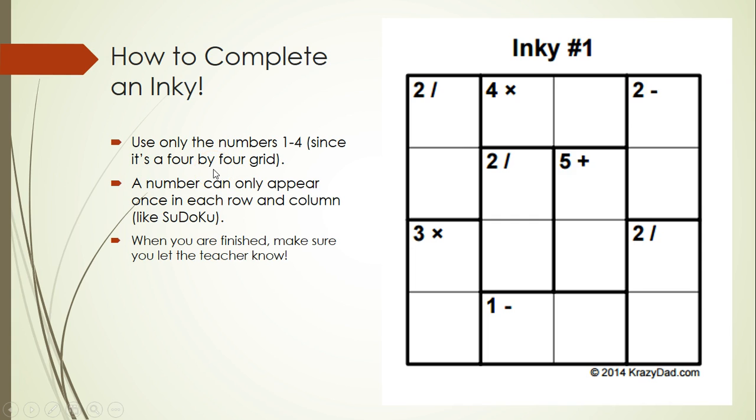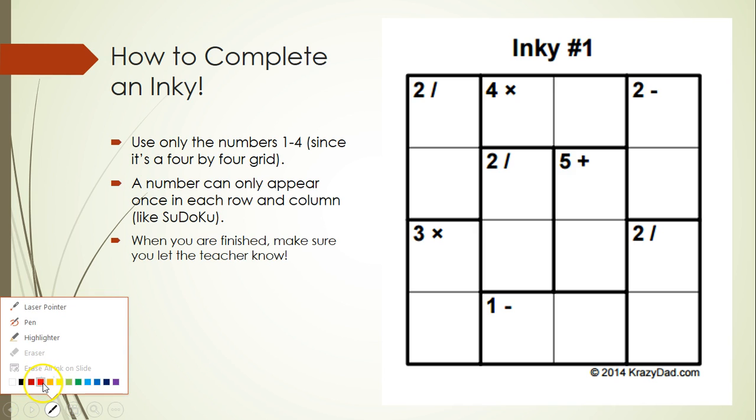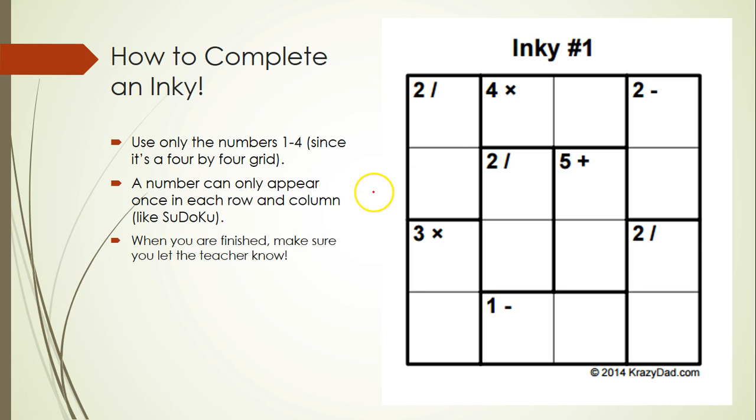Alright, so here's how to complete one. If you would follow along with me, this is how you complete it. It's called an Inky puzzle. I found them off a website called Crazy Dad, which is kind of how I am. So this is a 4x4 grid Inky, and you use the numbers 1 through 4. There's bigger Inkies out there. There's actually a smaller Inky, a 3x3. Those are pretty easy.